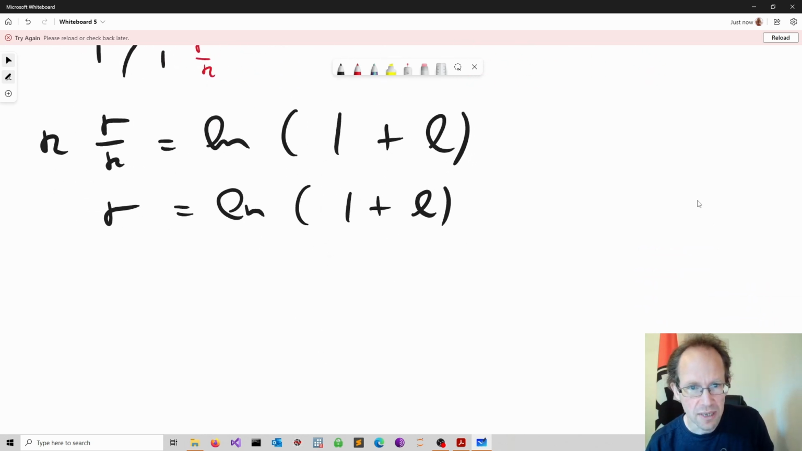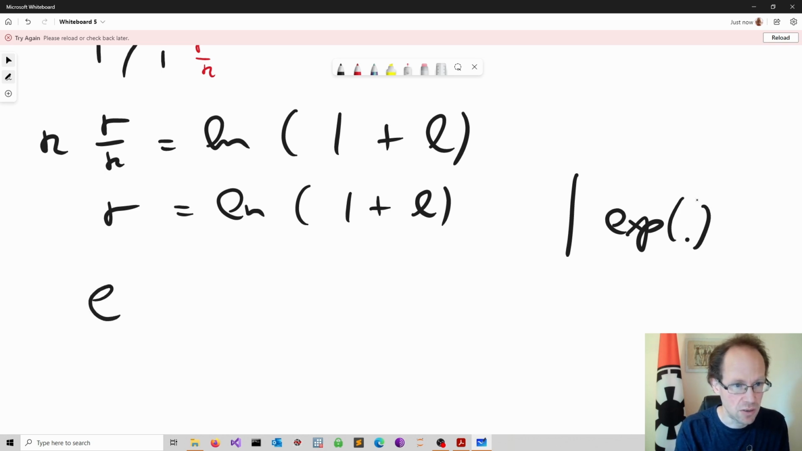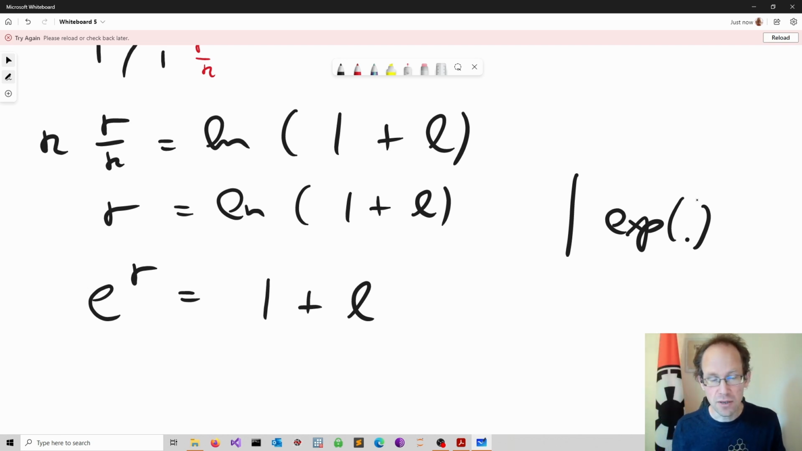Now we can apply the exponential function exp on both sides. If we do this, we get e to the power of r is equal to 1 plus l. Again, it's the inverse of the ln function. So here you have it. Now we have this relationship between our annual payments of rate L and our continuous rate R. I see you in the next one.